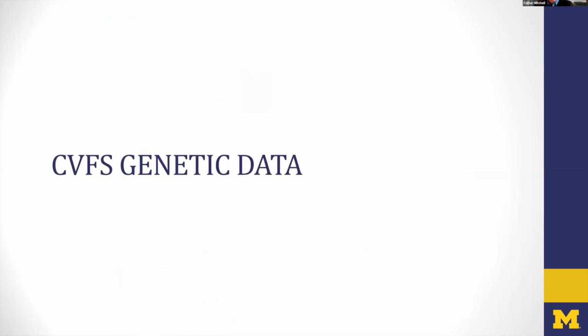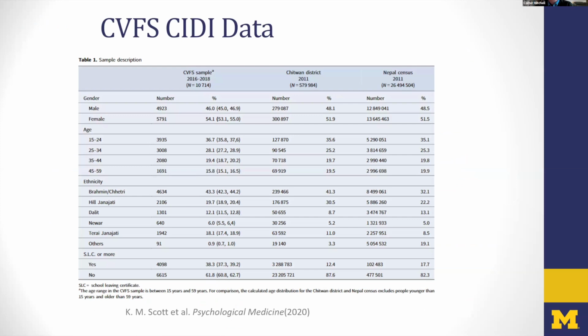Okay, so let me just wrap this up by talking about the Chitwan Valley Family Study genetic data, why I think it's so powerful for studying this. So I just want to show the CVFS data, and actually there's already been a couple talks on this, so I won't go into too much detail, but the reason why that's important is this is also when the genetic data was collected. So just keep that in mind. It's tied to that data set. And Bill, please correct me if I say anything incorrect at this point.